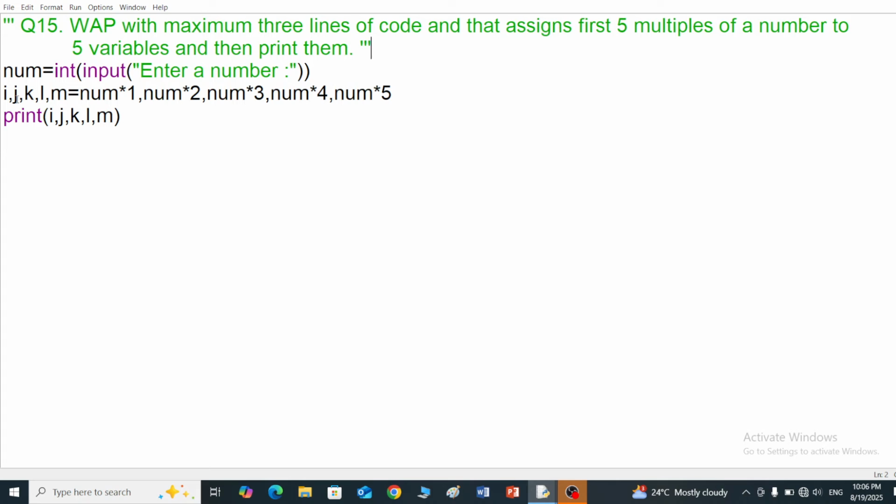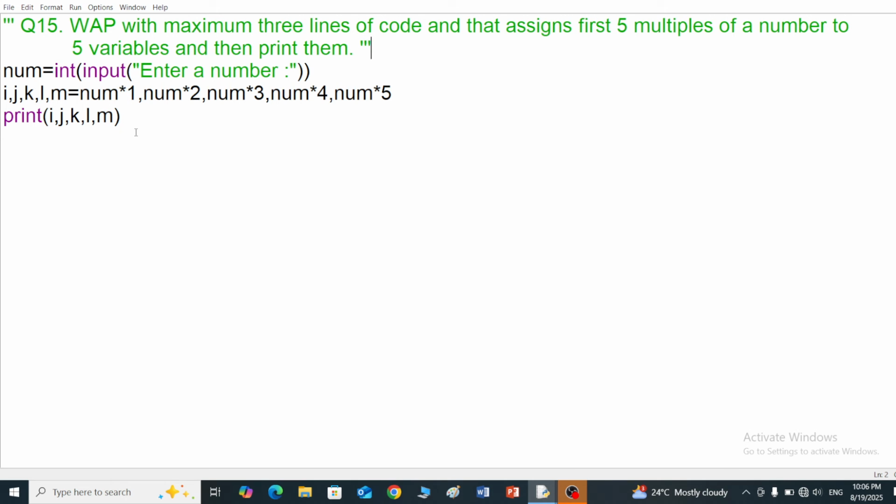So 5 variables I, J, K, L, M, any 5 you can take, because you should take 5 variables for the first 5 multiples. So I for num into 1, because number into 1 is for the first, then number into 2 for J, K for num into 3, L for num into 4 and M for num into 5. Then print it: I, J, K, L, M.